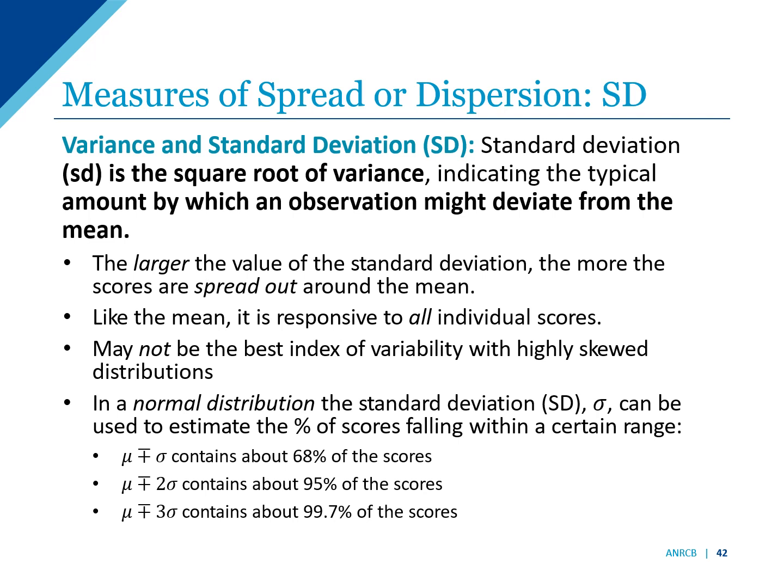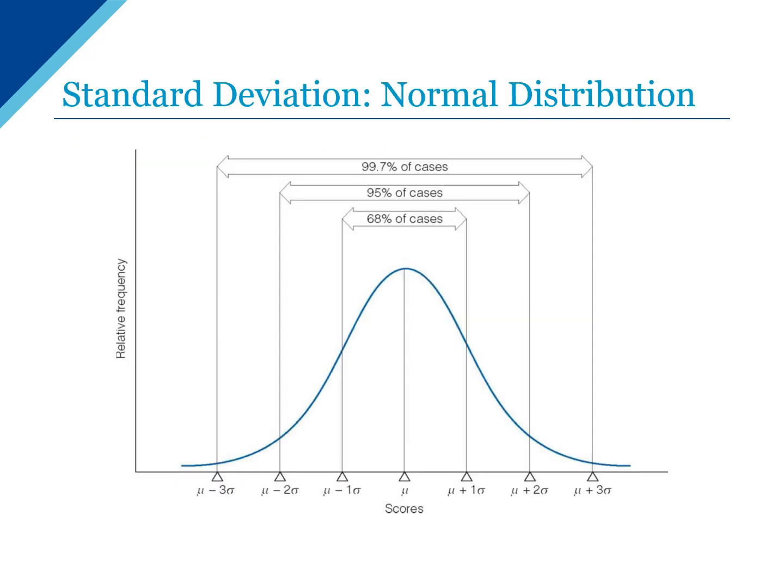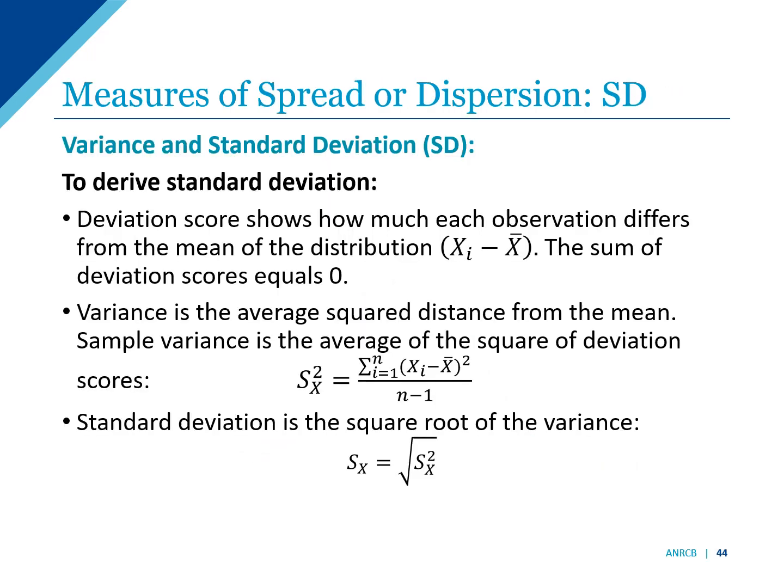highly skewed. In a normal distribution, the standard deviation can be used to estimate the percent of scores falling within a certain range, with 1 SD containing about 68% of scores, 2 SD containing 95%, and 3 SD containing about 99.7% of the scores. This graph simply shows the intervals of standard deviations on a normal curve and the proportion of scores that they each contain. This is a reference slide for you if you want to know how to derive the standard deviation.